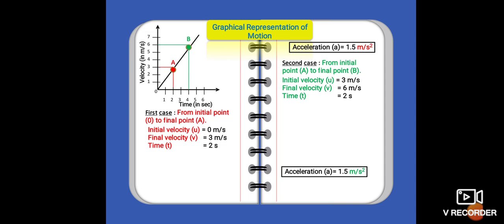And this is the second case from initial point. Now come to the point A, where initial velocity is 3 meter per second, but the final velocity v at point B is 6 meter per second, and time again 4 minus 2 is 2 seconds. So the acceleration, that is 1.5 meter per second square.